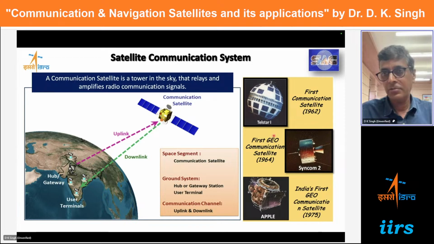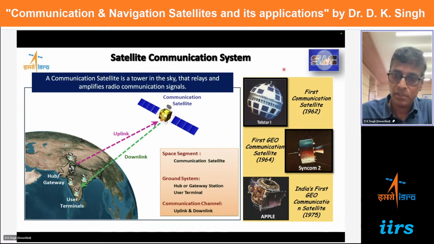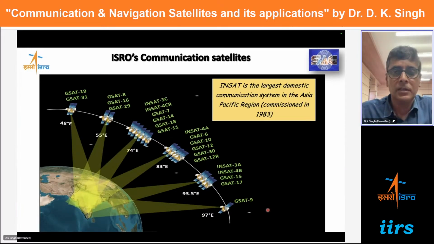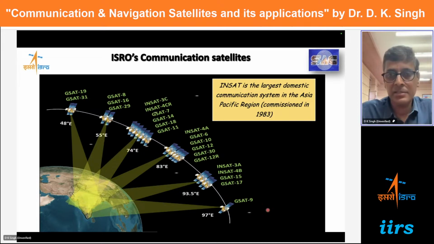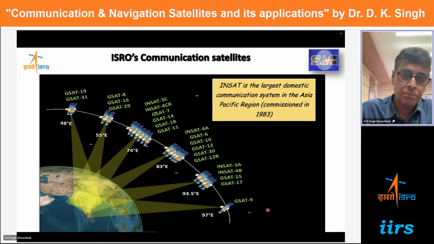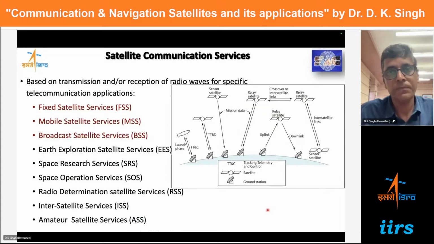Now on the right side you can see some of the firsts in the global scenario. 1962, the first communication satellite, and India's first communication satellite is Aryabhata. Now this is a snapshot of what we have today. We have more than 18 satellites in orbit, positioned at different geoslots. They are allotted to us by the International Telecom Union to provide the services over India and around.